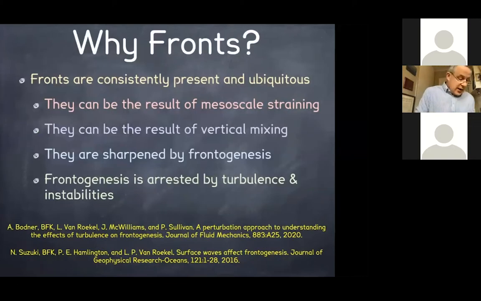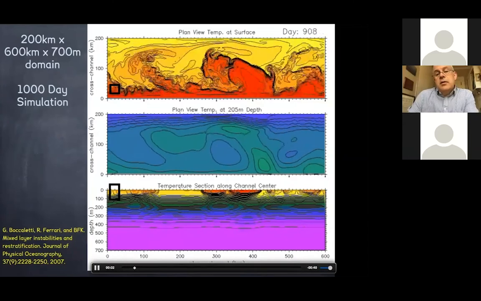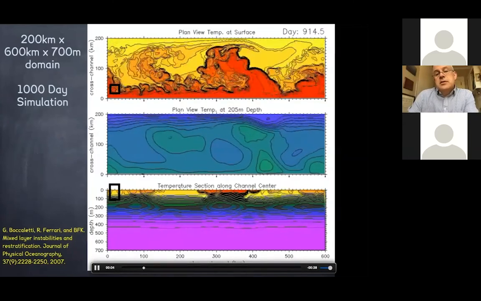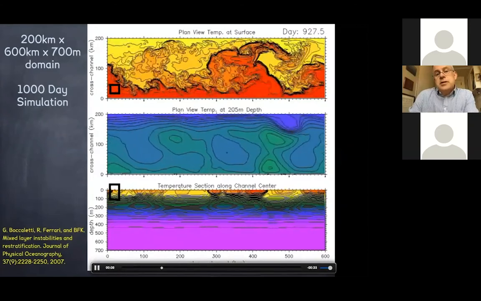Okay, so why do we have these fronts? I think you now have a sense that they're consistently present and ubiquitous. They can be the result of mesoscale straining, but they can also be the result of vertical mixing. They're sharpened by a process called frontogenesis, and frontogenesis is arrested by turbulence and instabilities. Let me show you what I mean. We already talked about this simulation where we have the large mesoscale eddies straining fronts in between them, and those fronts are then going unstable to smaller submesoscale eddies.